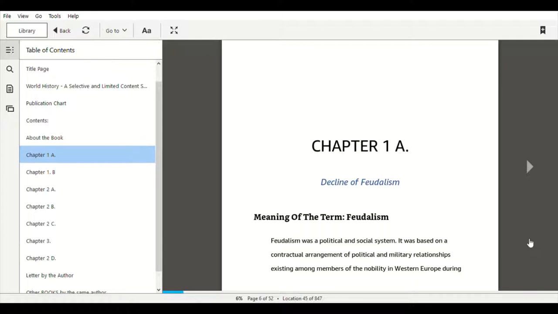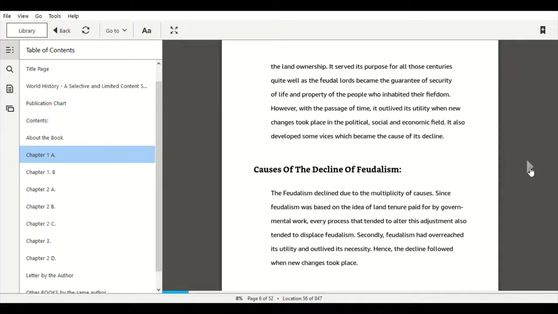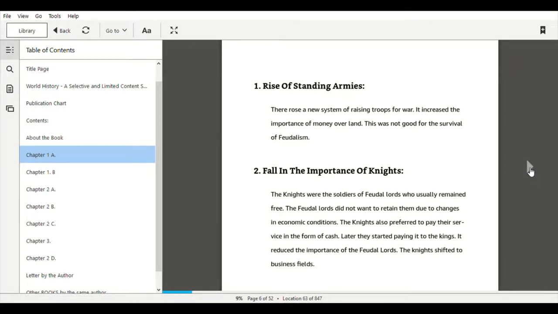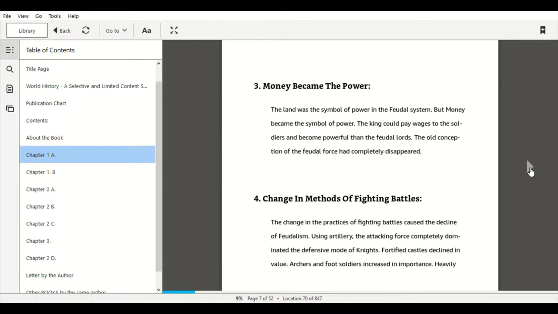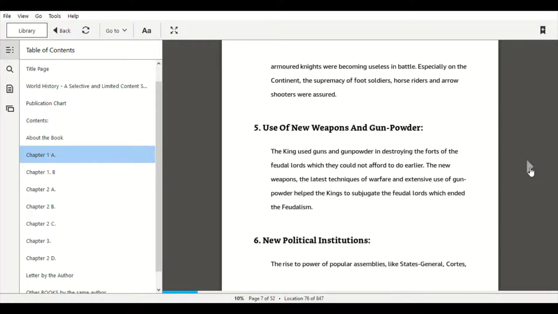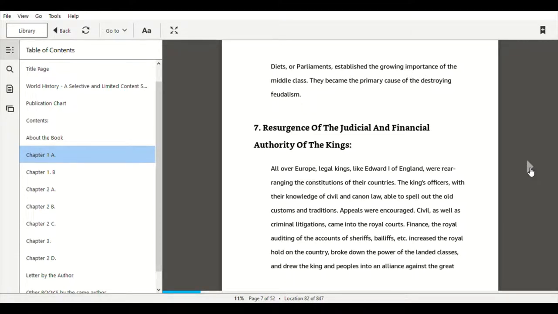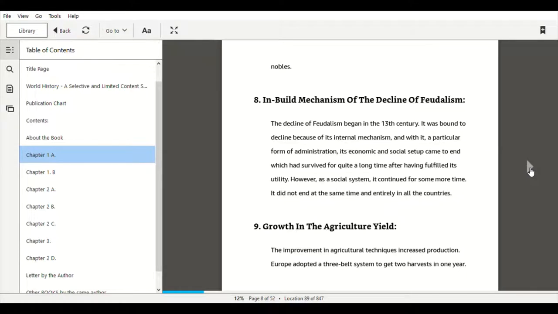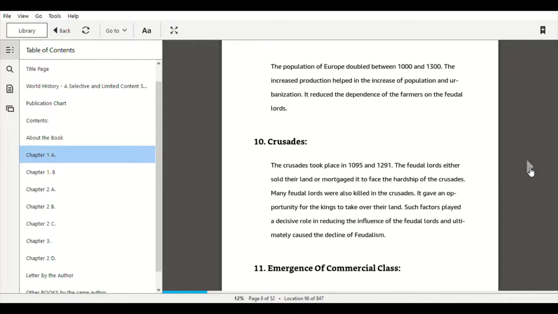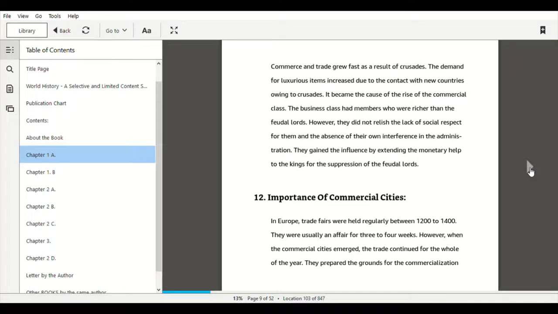Chapter 1A, Decline of Feudalism, which I have already explained in a separate video available on my channel. The meaning of feudalism has been taken, origin and duration, then causes of the decline of feudalism, and the causes are then again explained in point form: the rise of standing armies, fall in the importance of knights, money became the power. This is the way I tried to present the topic.